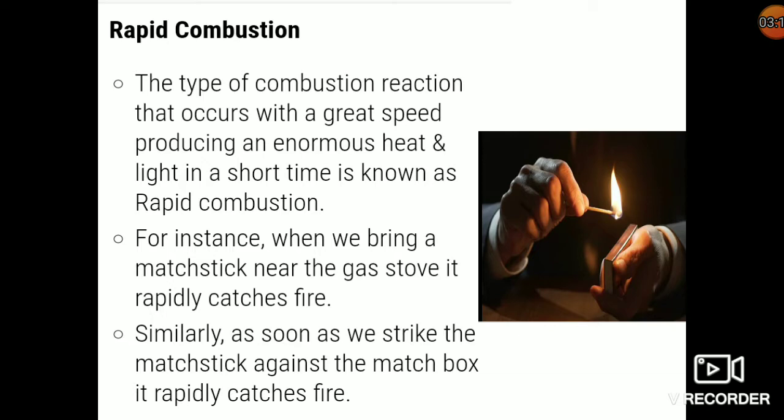This is the type of combustion reaction that occurs with great speed, producing enormous heat and light in a short time. As the name suggests, rapid. It is a very fast reaction, which means it proceeds very fast and produces a huge amount of heat and light. For instance, when we bring a matchstick near the gas stove, it rapidly catches fire. So a burning matchstick is an example of rapid combustion. Similarly, as soon as we strike the matchstick against the matchbox, it rapidly catches fire. The process happens very fast and hence it is termed a rapid combustion reaction.